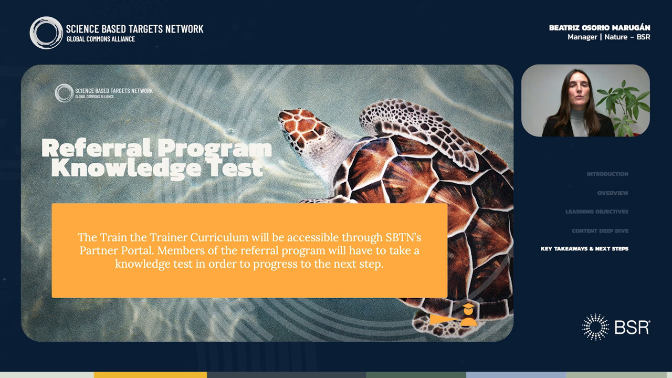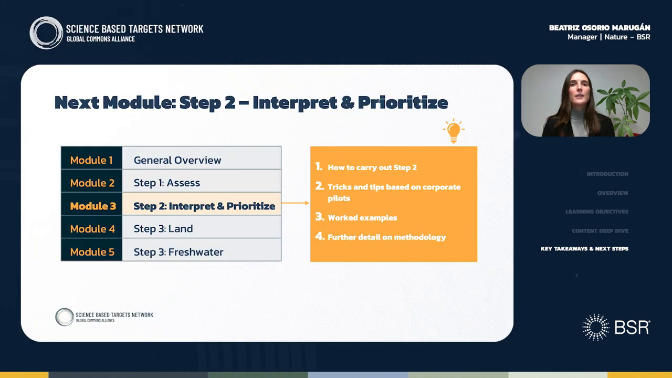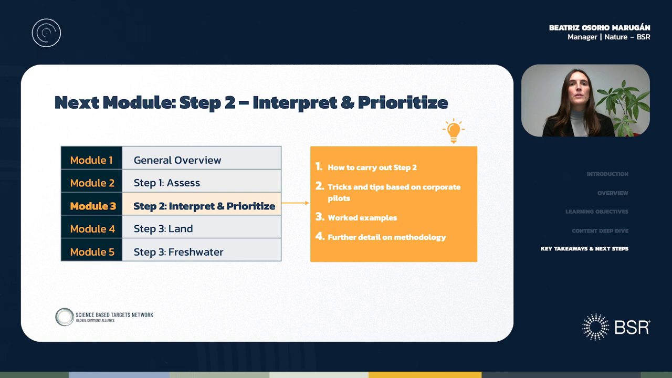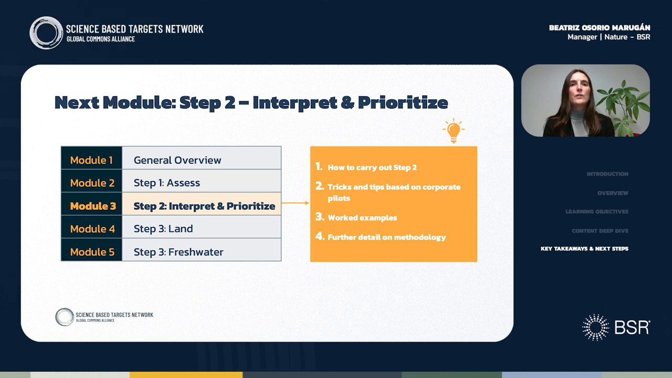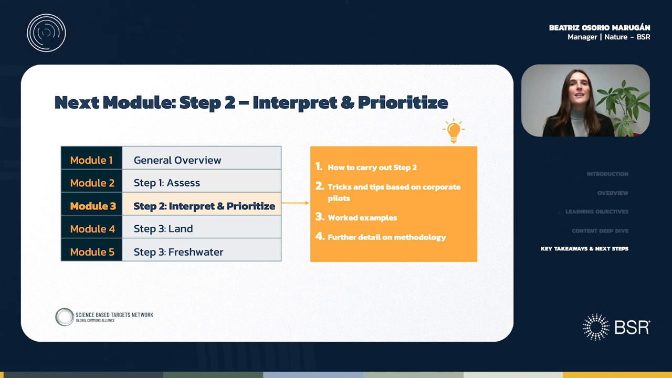Finally, in the next module, we will focus on Step 2, Interpret and Prioritize. In this second step, a company leverages the insight from the assessment phase and ranks all locations in their target boundaries by the importance of action there and then to define a short list of top priority locations for initial target setting. Users of this module will learn how to organize their operational and location data accordingly so as to prepare for the target setting phase in Step 3, for which we also have modules.